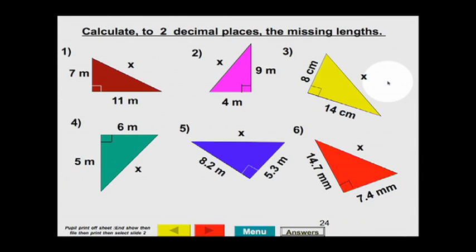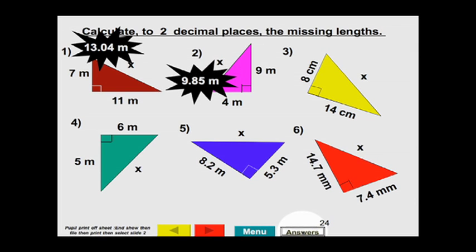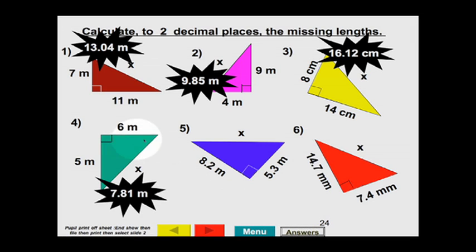Have a go at some of these. Press pause. Notice on some of these it's a different orientation, but again, facing or opposite to the right angle is the longest side in a right-angled triangle, and opposite, it's there, facing it again, opposite.